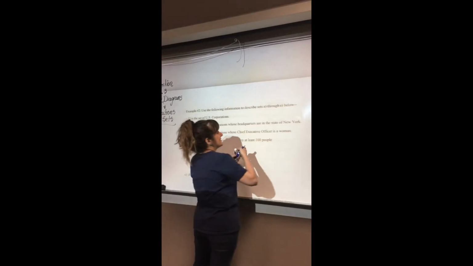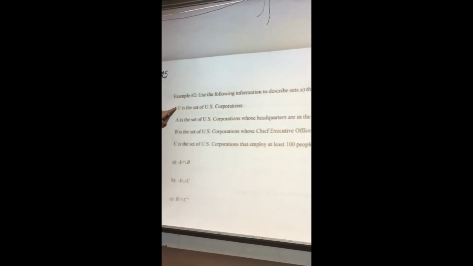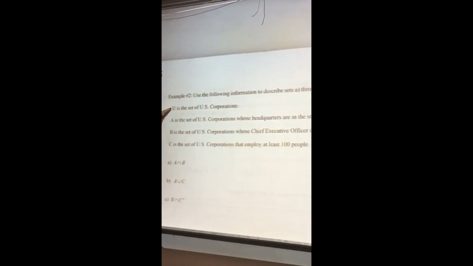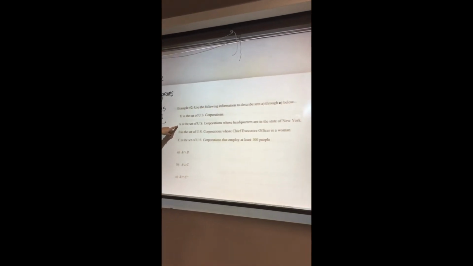Okay, this example number 2, use the following information to describe sets A through C. There's only 3 questions. So this is the information. U, meaning the universal set, is the set of U.S. corporations. A is the set of U.S. corporations whose headquarters are in the state of New York.